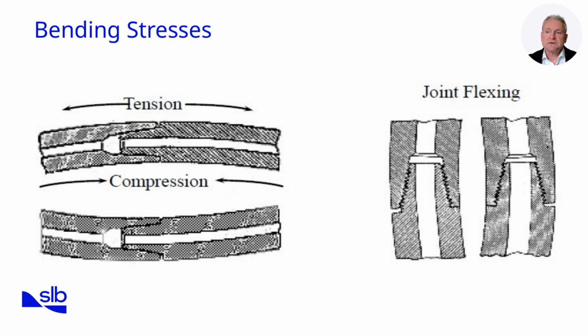Tool joints and threaded connections are especially vulnerable. Their geometric transitions create stress concentration factors, which amplify local stresses beyond what a simple beam model would predict. Properly designed connections mitigate this, but poor matching or wear at shoulders can cause premature failure.